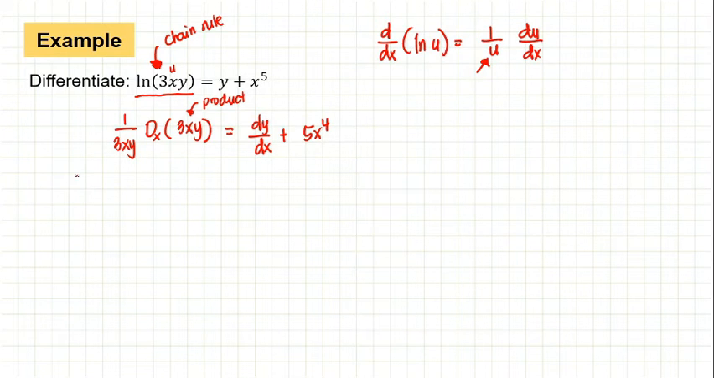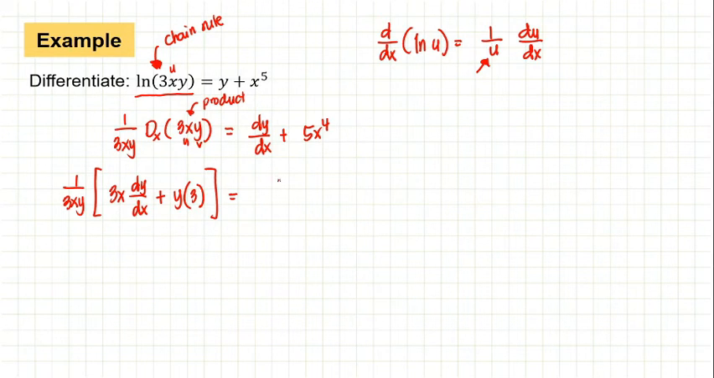So, we will have 1 over 3xy times the product rule. So, our u is 3x, our v is y. So, u dv plus v du. u is 3x, so 3x times the derivative of v. The derivative of y will be dy over dx, right? Plus y, or our v is y, times the derivative of u, which is 3x. So, the derivative of 3x is 3. So, we have y times 3 equal to, you copy, dy over dx plus 5x to the power of 4.